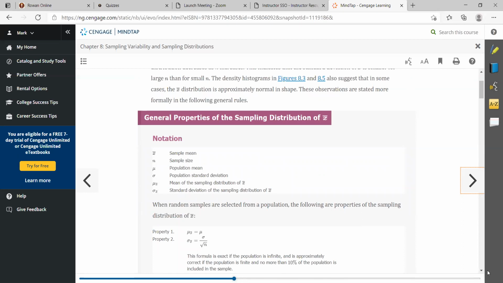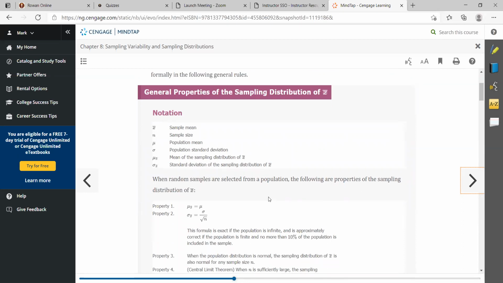And here's the property that you should know. Regardless of the sample size, it doesn't matter what the sample size is, the mean of the sampling distribution is always going to be equal to the mean of the population. It doesn't matter the sample size. If I give you the sample size, you ignore it for property 1. Sample size doesn't matter, but it does matter for property 2.